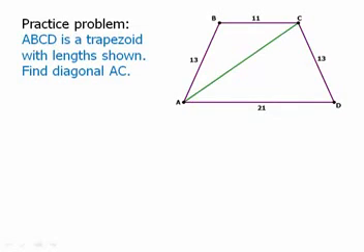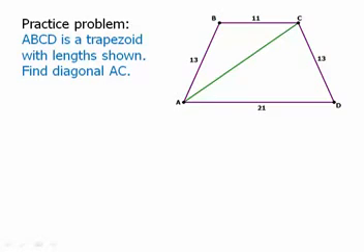Here's a practice problem. Pause the video and then we'll talk about this. Okay, ABCD is a trapezoid with lengths shown. Find the diagonal AC. Well, there's no direct formula. There's no way we could just plug in the four numbers we have and find the diagonal. We're going to have to find this step by step.